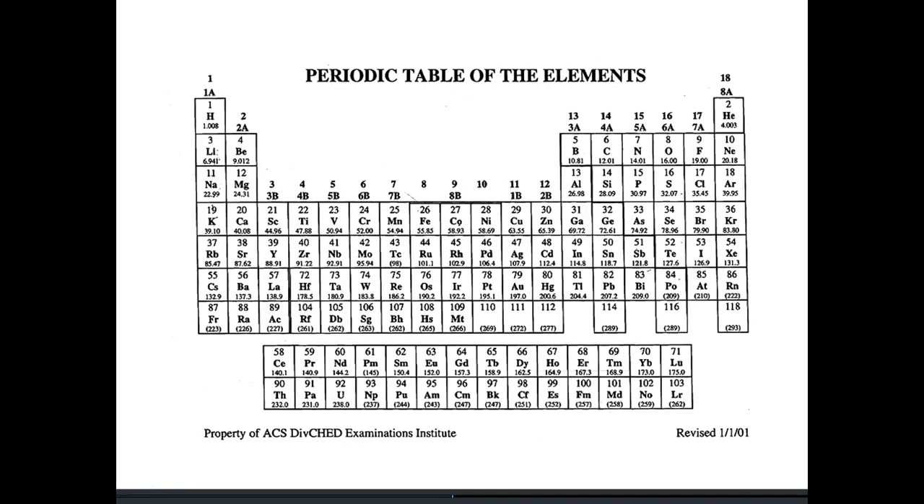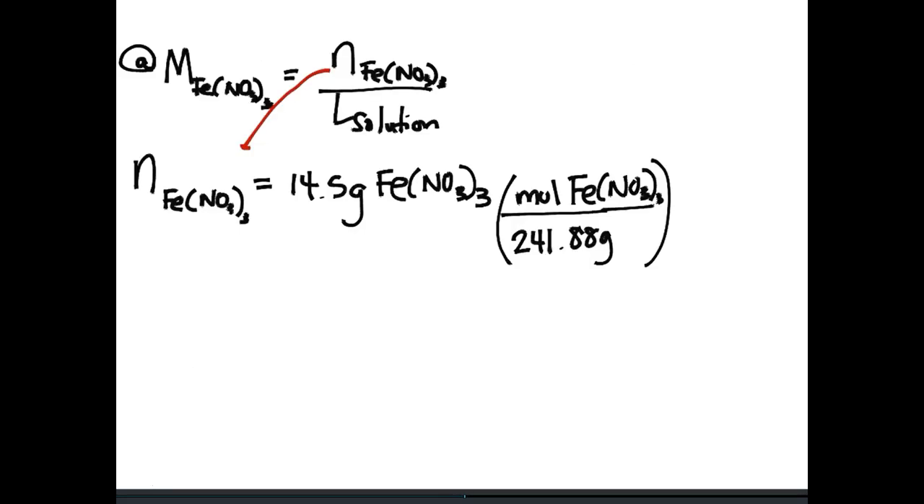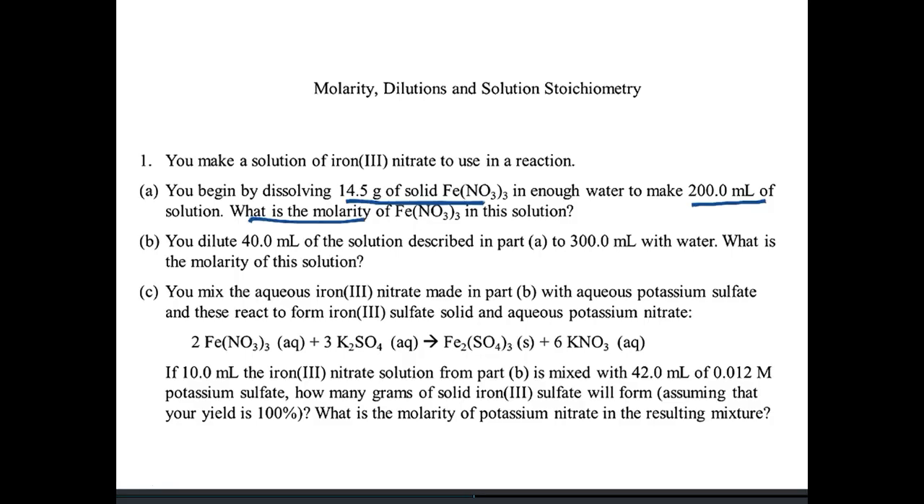We calculate moles of iron nitrate using the mass. Molecular weight, we add iron, 55.85, plus 14.01 is nitrogen, and oxygen is 16. So remember, when you do the molecular weight here, you have 1 iron, you have 3 nitrogens, and you have 9 oxygens. So make sure that you calculate the molecular weight correctly. Grams cancel, and you end up with moles.